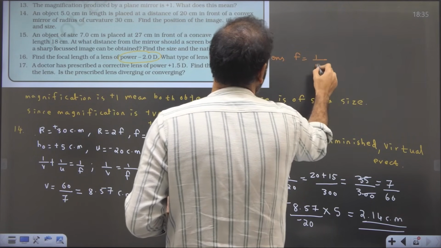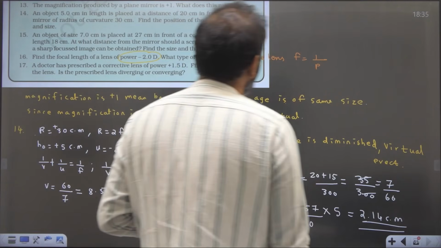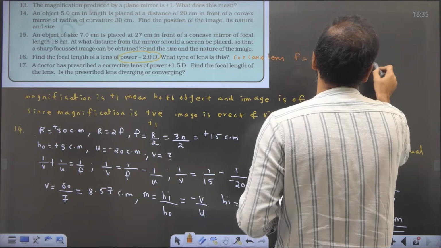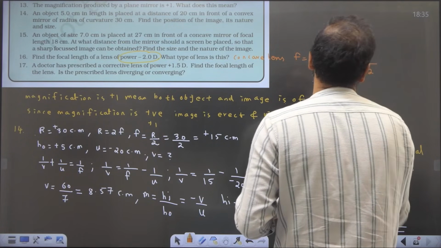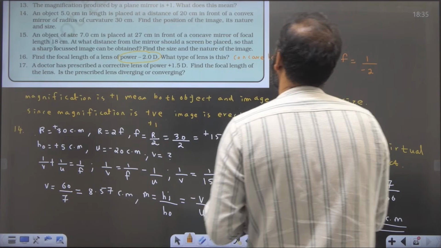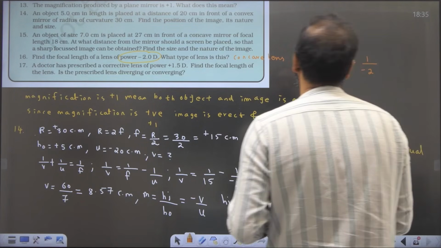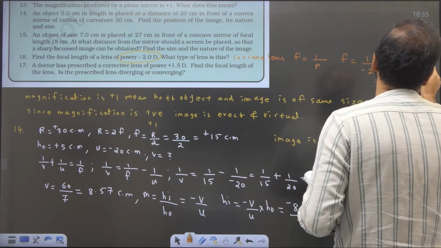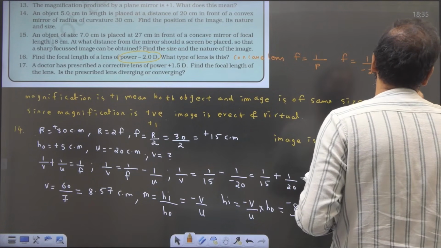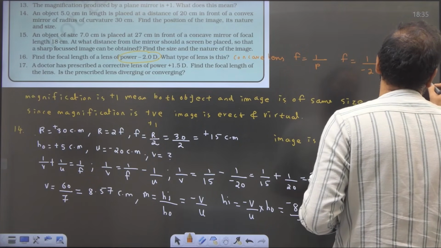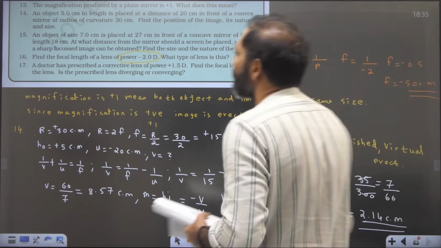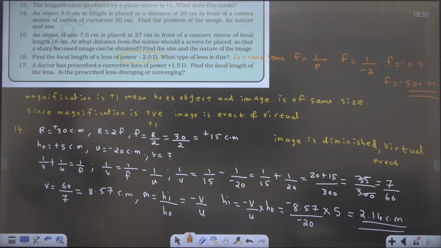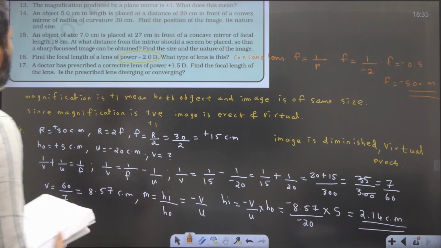What is focal length? Reciprocal of power. So focal length is equal to 1 by minus 2 diopter. What is 1 by minus 2? Minus 0.5, or focal length is equal to minus 50 centimeter. Focal length is negative means it is a concave lens. Any doubt? I hope it is clear.